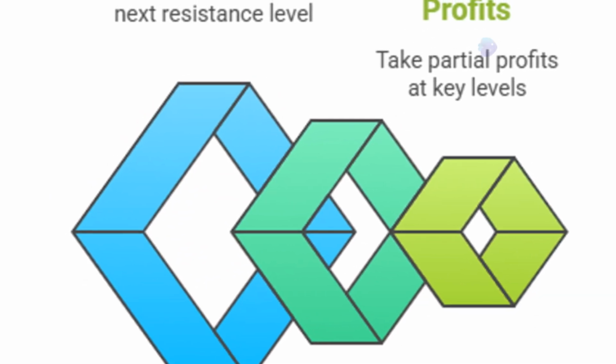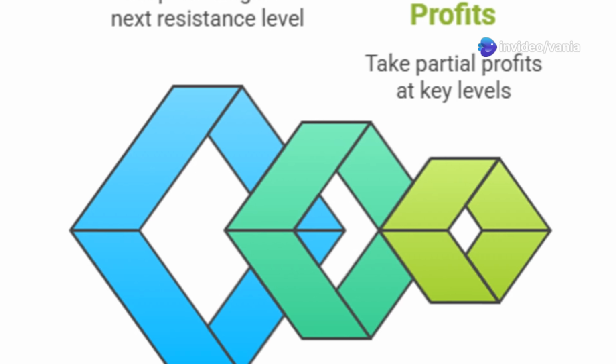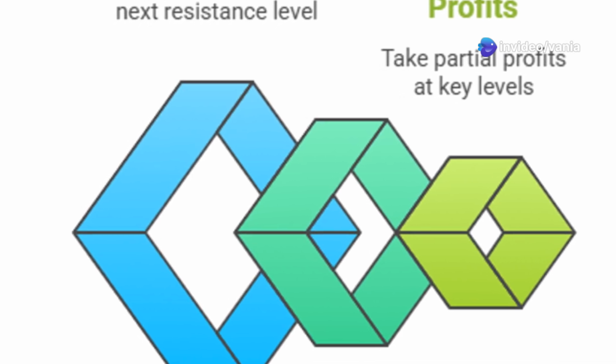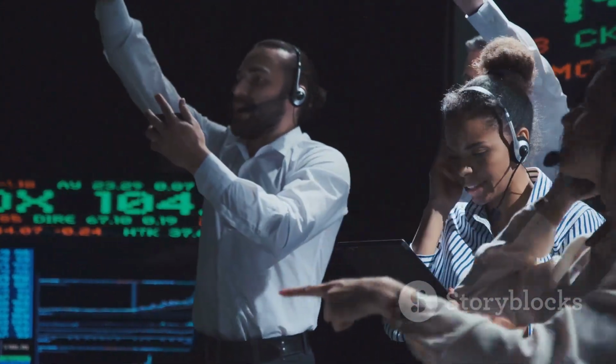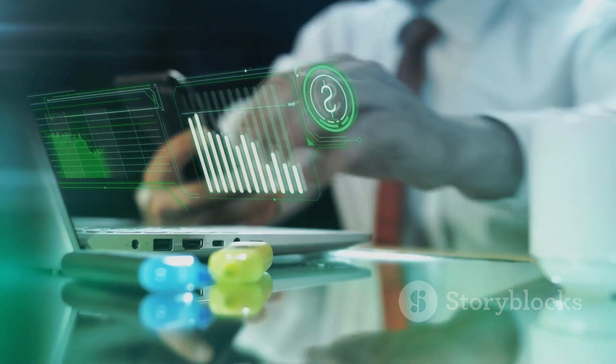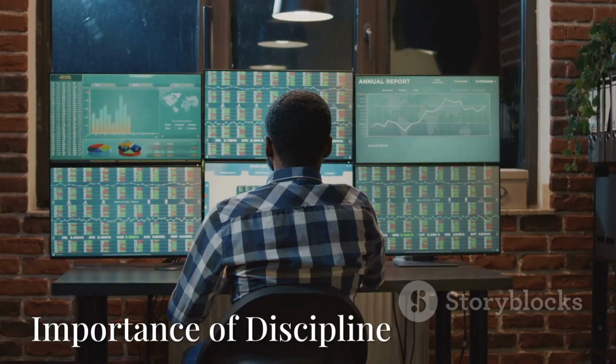Scaling out of positions involves taking partial profits at key levels while keeping a portion of the trade open to capture extended moves. A trader might take 50% profit when the stock reaches the first target and let the remaining position run with a trailing stop loss.